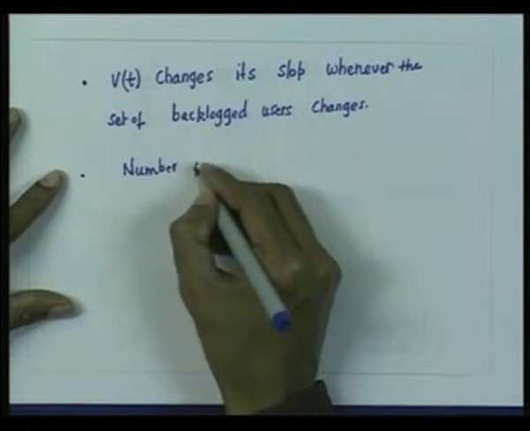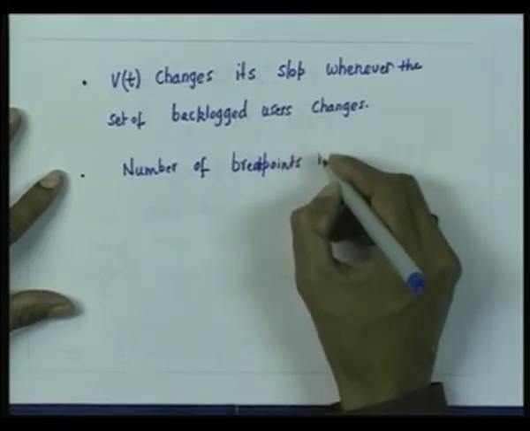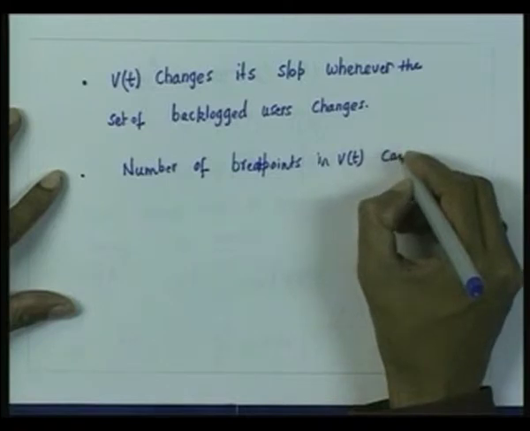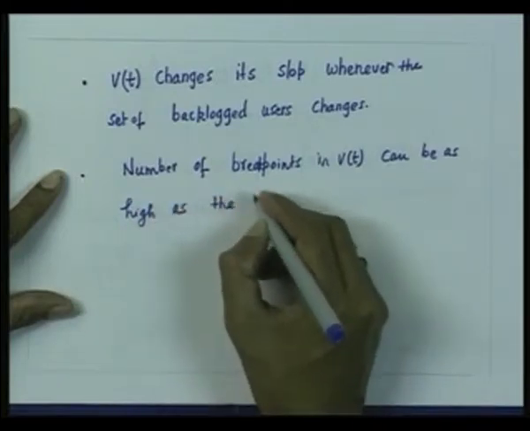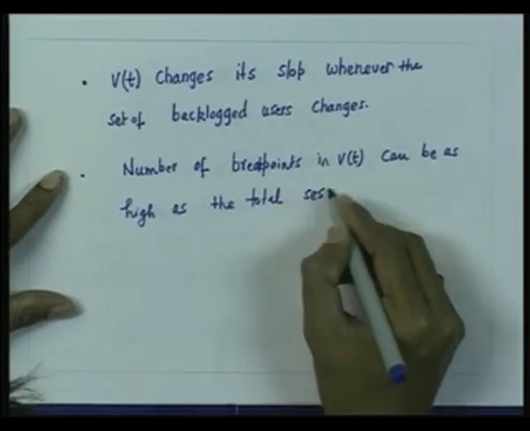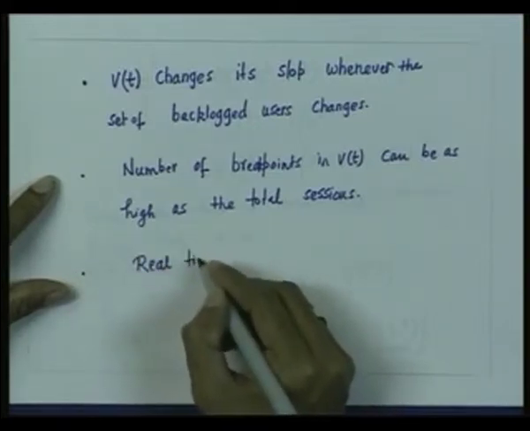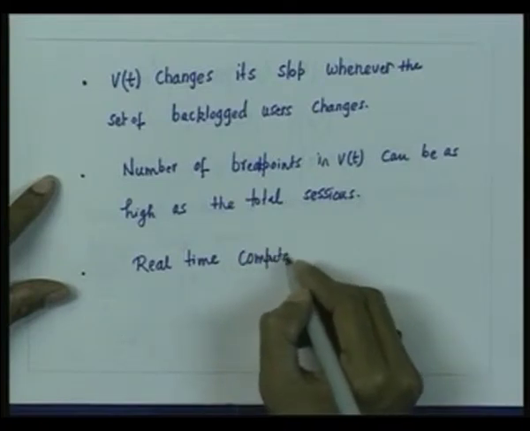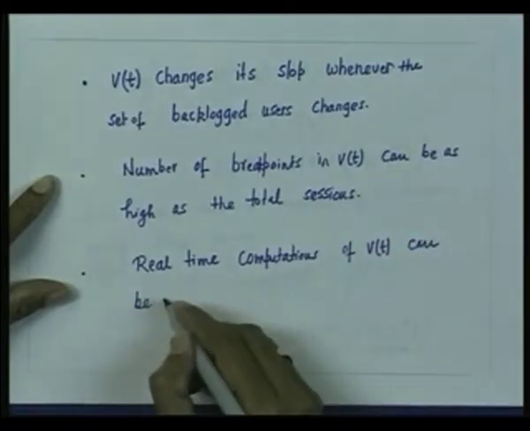Now so therefore we are saying that the virtual time changes its slope whenever the set of backlogged users changes, and the number of breakpoints in the slope of VT can be as high as the total number of sessions, and therefore the real time computations of VT can become a problem.